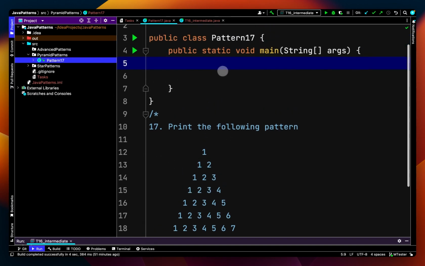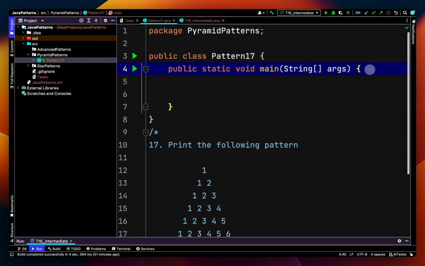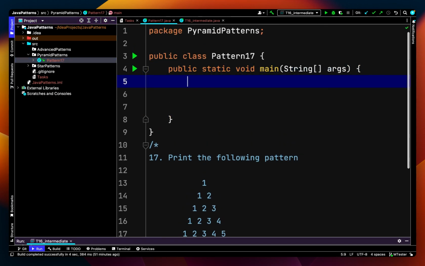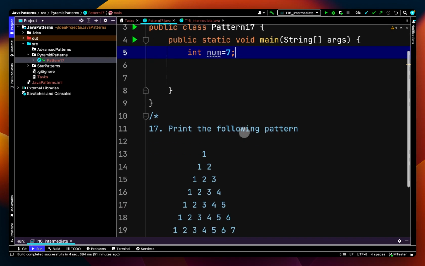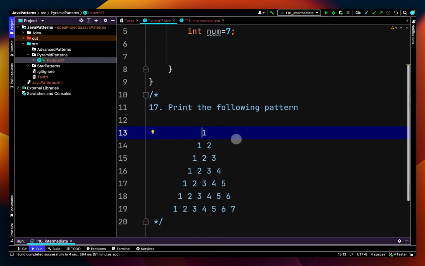So let's get started. We did a lot of practice on the scanner, so I think for now we're going to ditch the scanner and go back to our old method of creating an int variable called num. And we're going to assign a value of 7 to num. So now let's look at our pattern. Our rows start from 1 and it ends at 7.